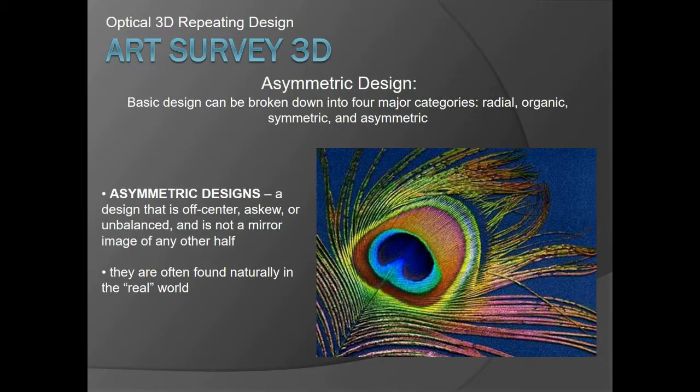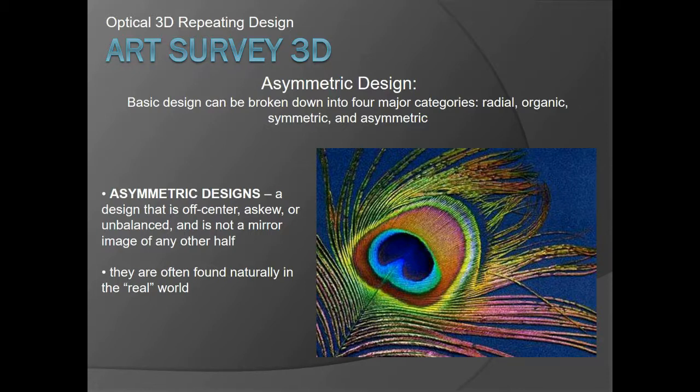Our fourth and final type of design that we're going to be discussing is asymmetric design. Asymmetric design means not the same. So the design feels off-center or askew or possibly unbalanced. It is not a mirror image of the other side. You can also find this in nature.